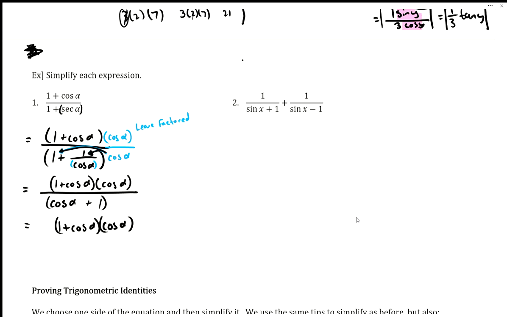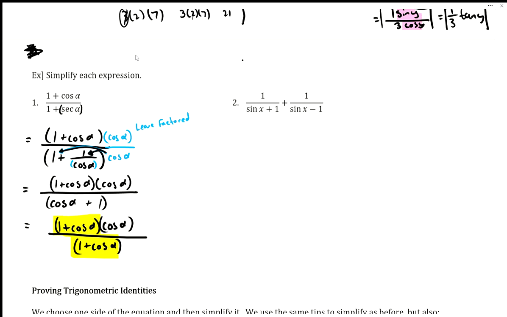So I'm rewriting the numerator. So 1 plus cosine of alpha times cosine of alpha. And then the commutative property would be cosine of alpha times 1 plus cosine of alpha. Now, the reason I did that is to show that we have an exact match with these two binomials. And as long as it's multiplication in the numerator, like it currently is, we can cancel.